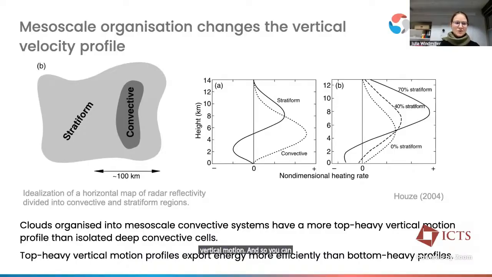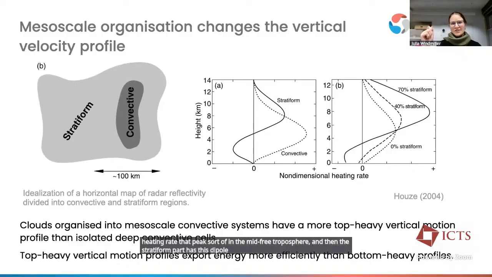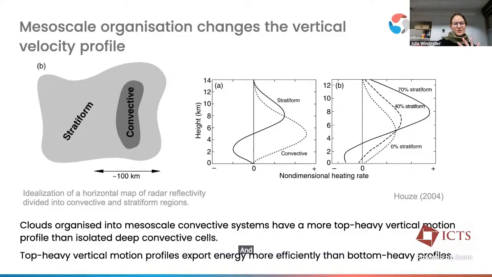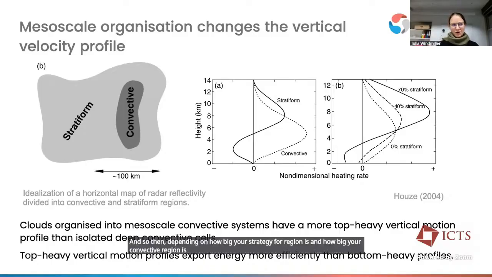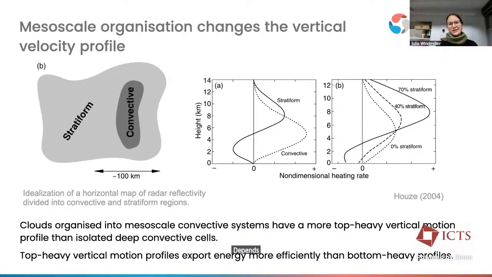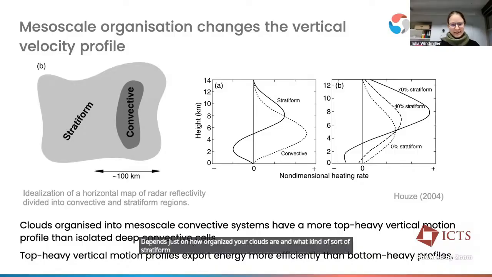And so you can see the convective part has this heating rate that peaks in the mid-free troposphere. And then the stratiform part has this dipole heating structure and also this dipole vertical velocity profile. So actually downdrafts below the anvils and updrafts higher up. And so then depending on how big your stratiform region is and how big your convective region is, the overall vertical velocity profile you get in this convection depends just on how organized your clouds are and what kind of stratiform regions they produce.